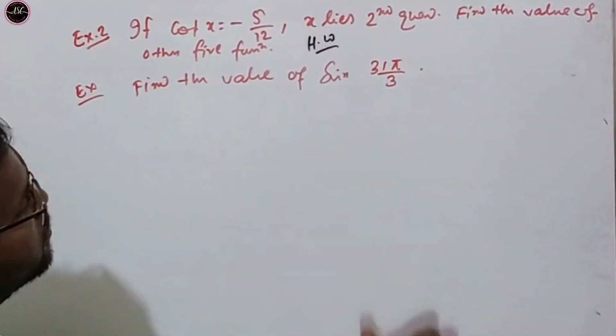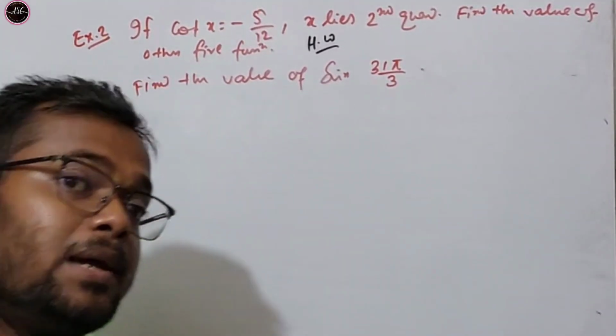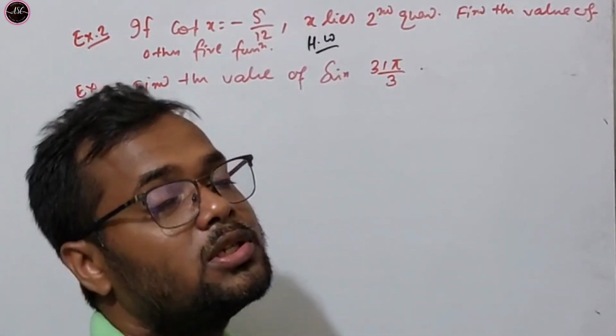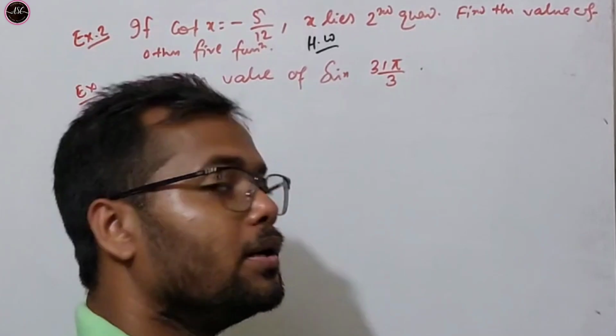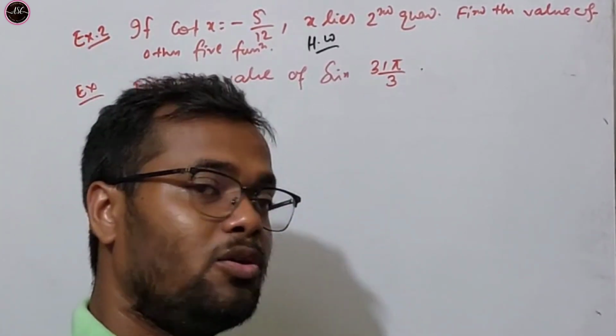This question, find the value of sine 31 pi by 3. By the definition and the formula we have previously used, sine of 2 pi n plus x equal to sine x. That means the value of the sine will be repeated after a 2 pi interval. That formula will be used here.